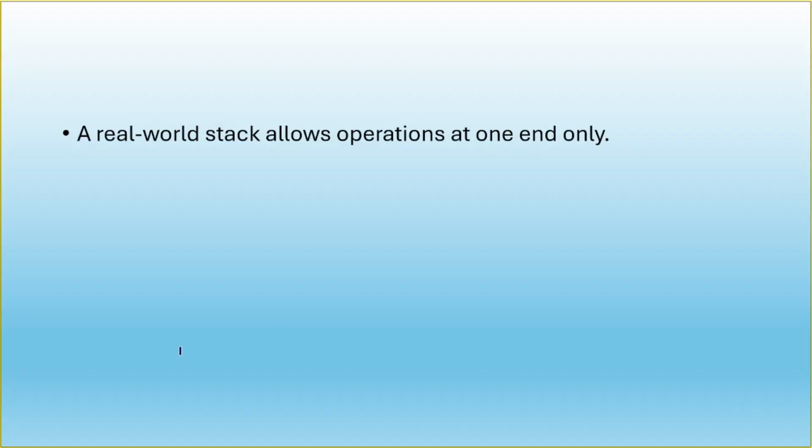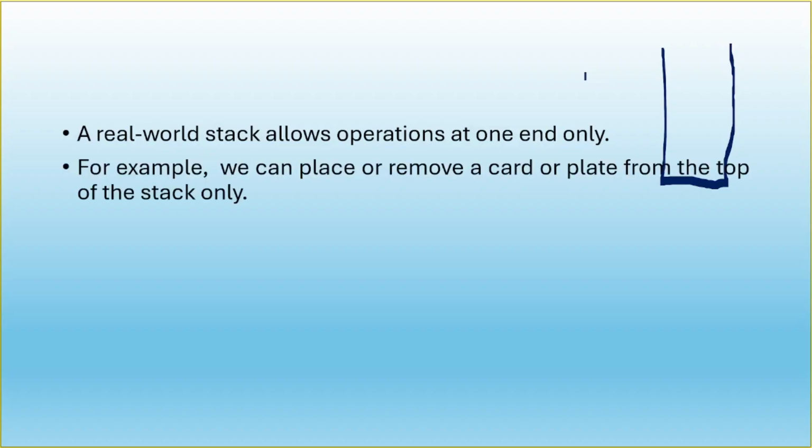So a real world stack allows operations at one end only. So whatever this data structure we are going to have, that data structure allows operation at only one end. The other end is not allowed. For example, we can place or remove a card or plate from the top of the stack.